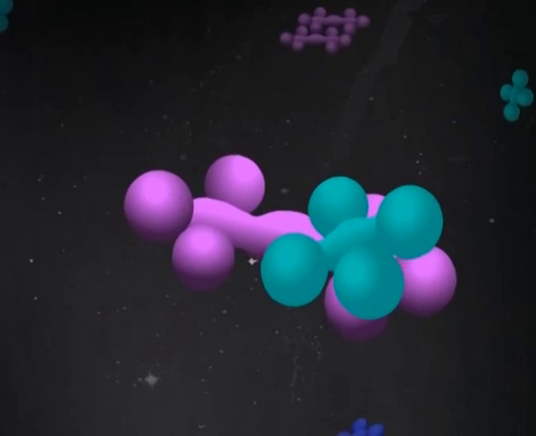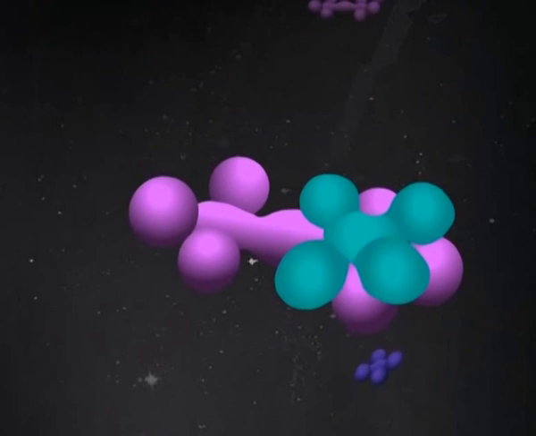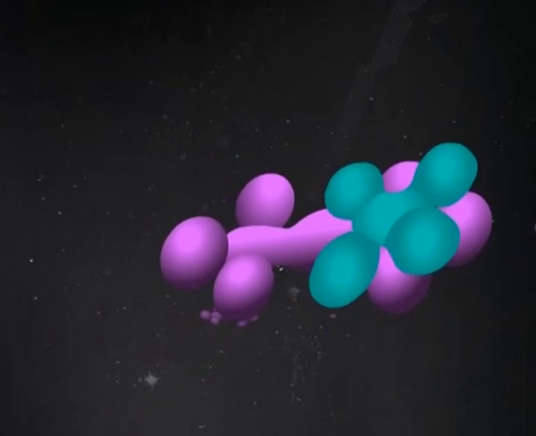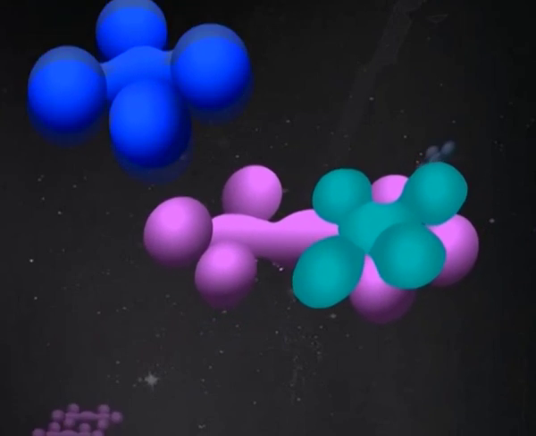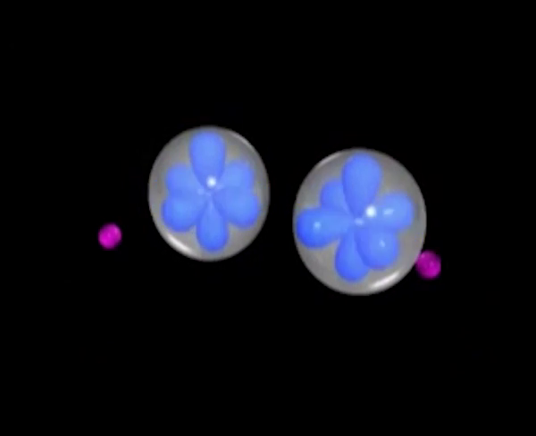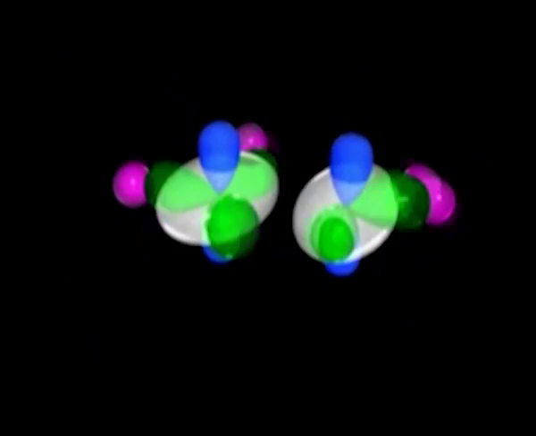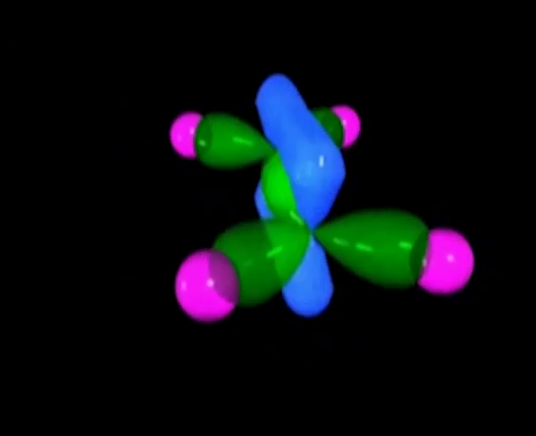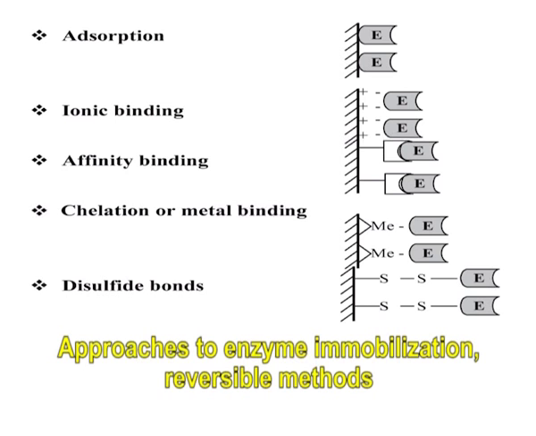Next is affinity binding. The principle of affinity between complementary biomolecules has been applied to enzyme immobilization. The remarkable selectivity of the interaction is a major benefit of the method. However, the procedure often requires the covalent binding of a costly affinity ligand, for example antibody or lectin, to the matrix. Approaches to enzyme immobilization through reversible methods are shown in figure 2.